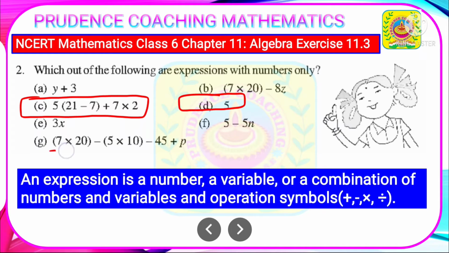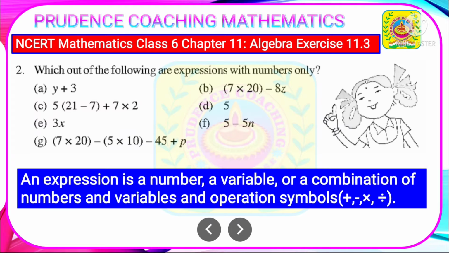Next one, we have 7 into 20 minus 5 into 10 minus 45. It is also perfect, but we have plus p. Here p is a letter and its value may vary, so this will also not be our answer. Here our final answer will be number C and number D.